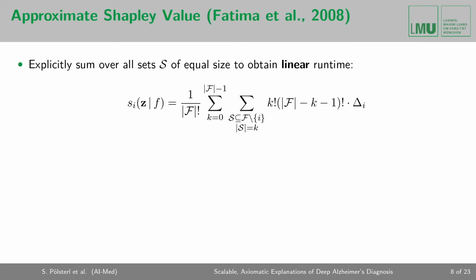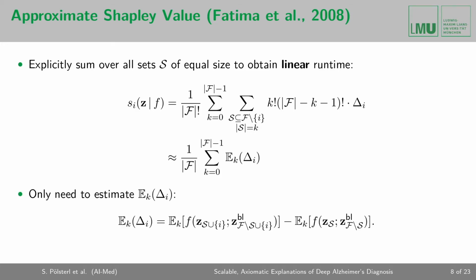First, we reformulate the Shapley value by splitting the sum into two sums such that the inner sum is over subsets of equal size. Then, the inner sum can be approximated by an expectation over sets S of size k. In the remainder of this talk, I will focus on estimating this expectation using only two forward passes. Due to the linearity of the expectation, we can split it into two parts. One that considers feature I and one that does not.